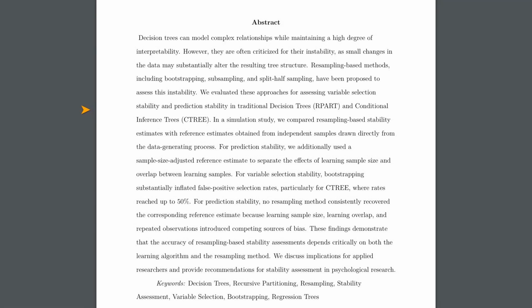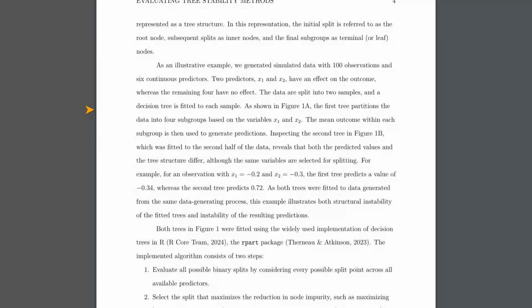Now, here is the instability part. If we take another chunk of data that came from the exact same process and build another tree, it might look quite different. Even though the same variables, x1 and x2, are used, the specific cutoff points for splitting can change, and importantly, the predicted values for the same person can be completely different between these two trees, moving from -0.34 to 0.72. This difference, even when the underlying data is the same, shows how sensitive these trees can be.